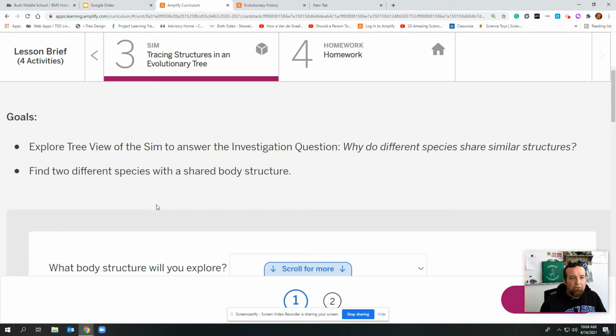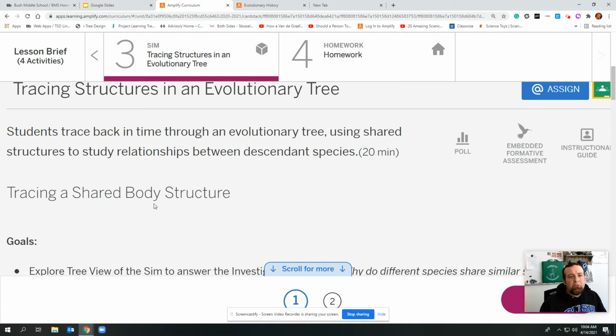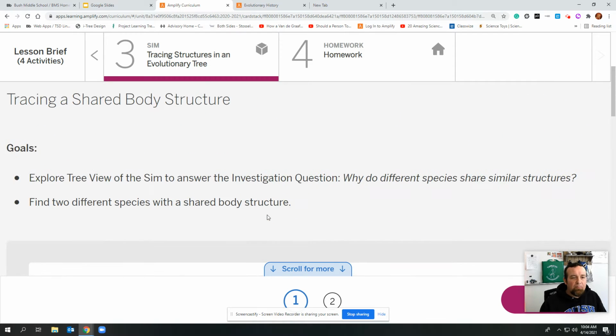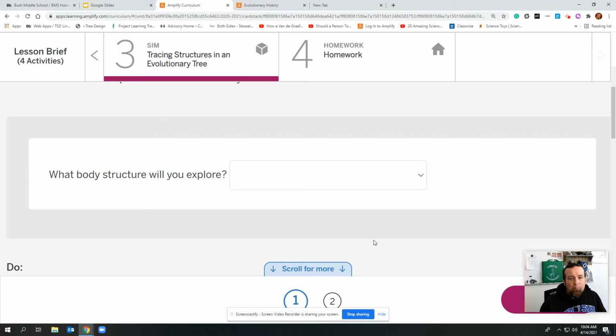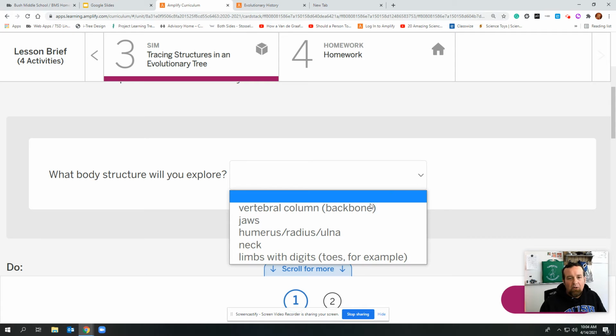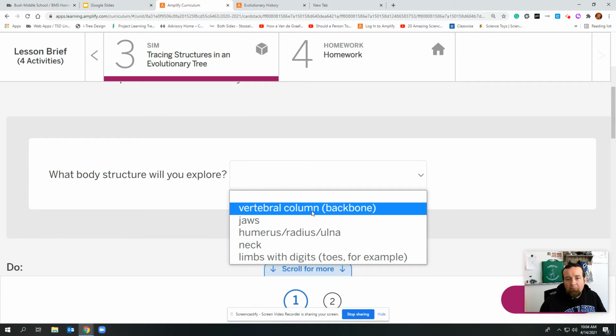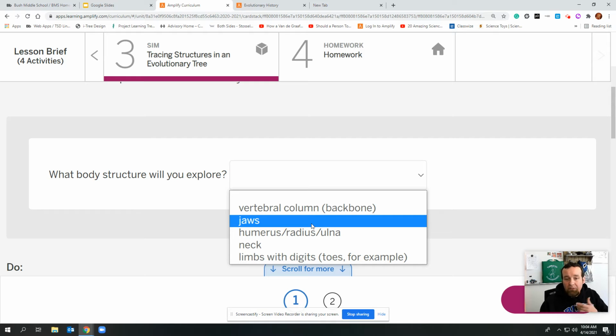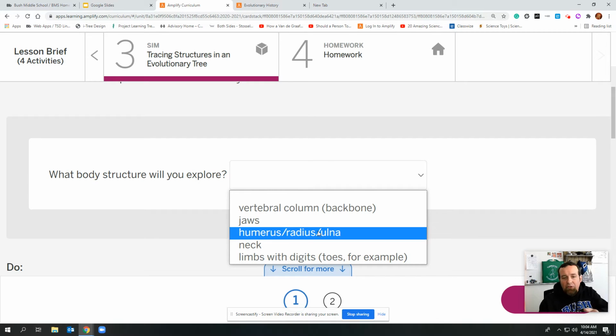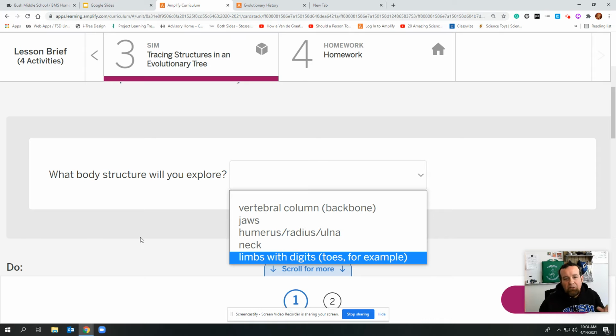All right, peeps. Here's what we are doing. We're going to go back in time and look at the evolutionary tree. And our job is to pick a body part. So maybe a vertebral column, that's your backbone. Jaws, your humerus, which is your upper arm where your bicep is, your radius and your ulna, neck, and your limbs with digits, so like hands and toes, that type of thing.